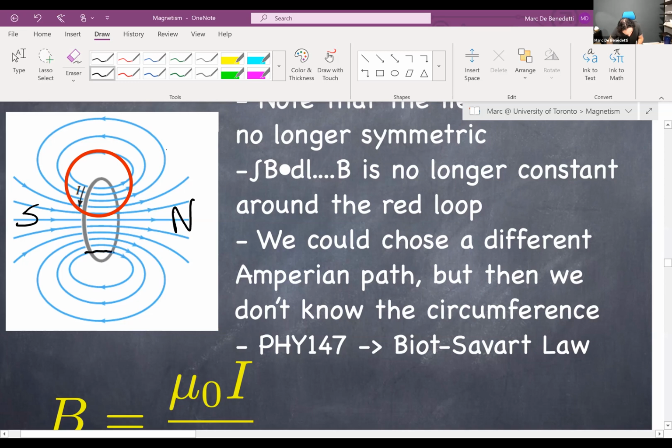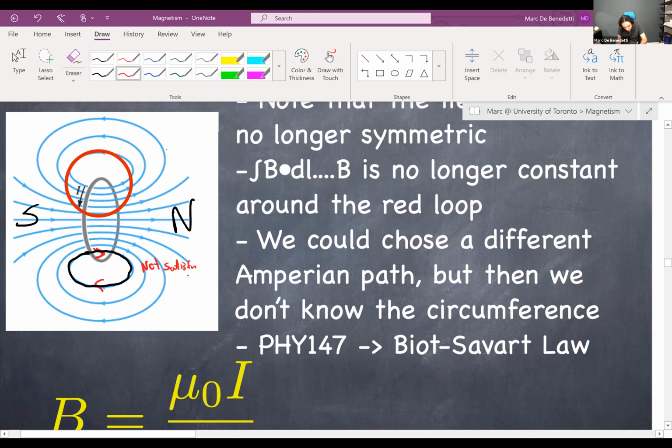Let's actually take an Amperian loop that traces one of those field lines perfectly. That satisfies theta. The angle between B and the path is always 0. So that satisfies assumption 2. Okay, beautiful. Does it satisfy assumption 1 though? Is the B field the same strength here as it is here? No, it's not.